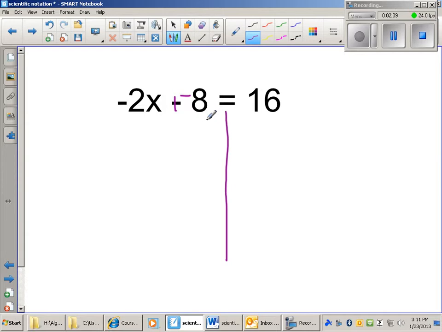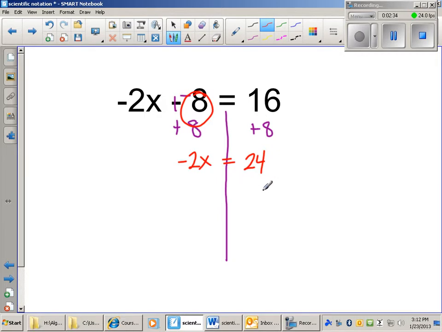And to undo that -8, I'm going to have to add 8 to both sides. So add 8 to the left, add 8 to the right. And that becomes a great big 0, -8 and 8. Those cancel out, leaving me with a -2x is equal to, and then 16 plus 8 is 24. So now I have -2x is equal to 24.